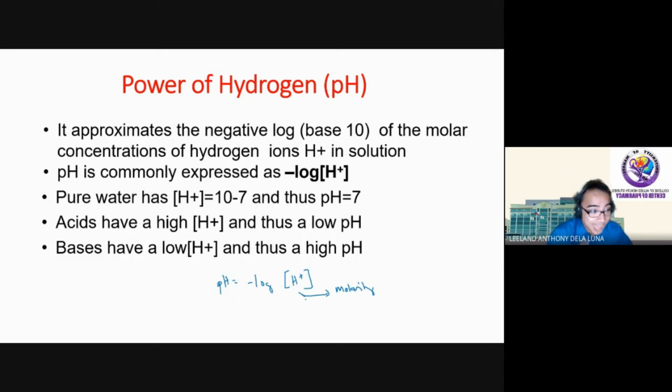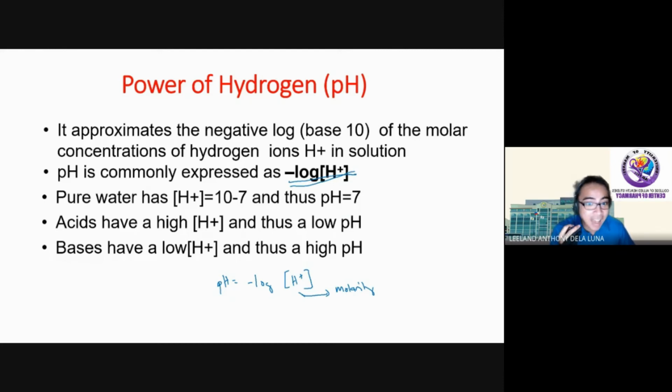Yung concentration ng hydrogen ions nyo, or hydronium ions. Now, sabi natin, pH is commonly expressed as negative log, H. Now, ito nga pala class, ang kadalasan ng pagkakamali ng majority ng mga estudyante. Pag nakakita ng negative log, ina-antilog nila. I don't know if you do that. Okay? I had a lot of students doing that before. Tandaan nyo, sa pH class, it's negative log. Okay? Negative log. So, ibig sabihin, negative sign, tapos log. Are we clear? To compute for pH.